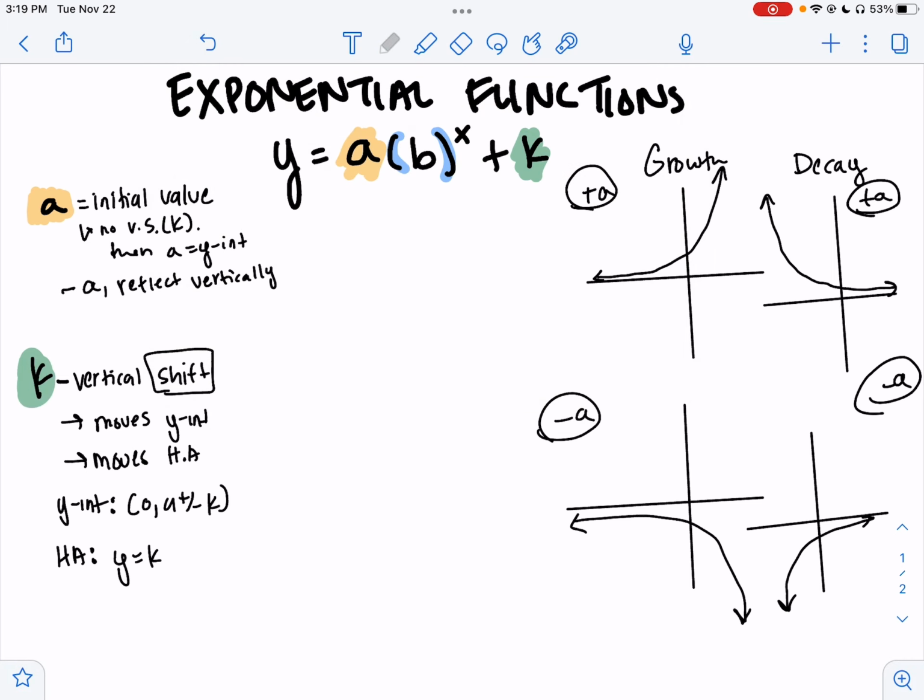Okay. The last thing that we need to talk about is how b affects growth and decay.